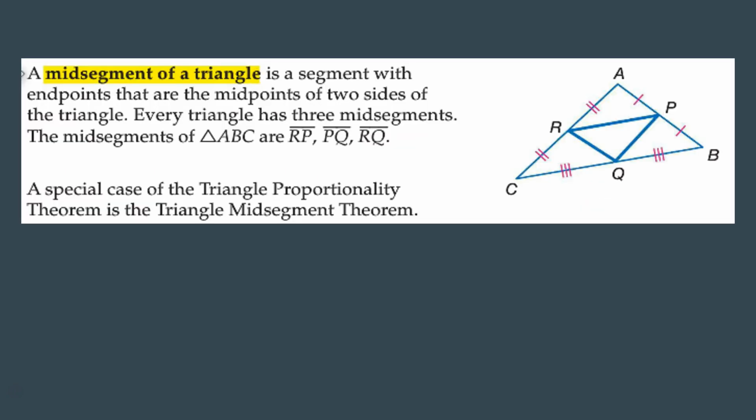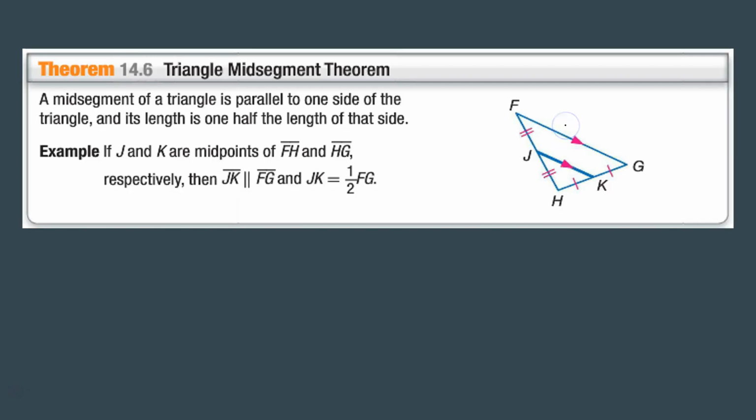Alright, now let's go over a midsegment of a triangle, which is a segment with endpoints that are the midpoints of two sides of the triangle. Every triangle has three midsegments, and the midsegments are right here in our picture. So they make RP, PQ, and QR.